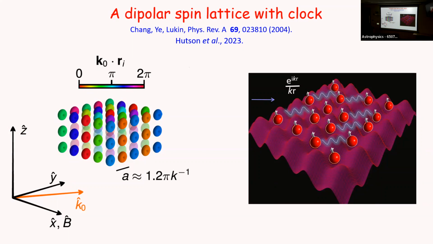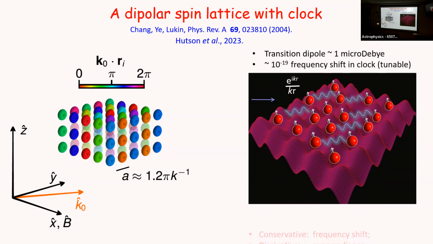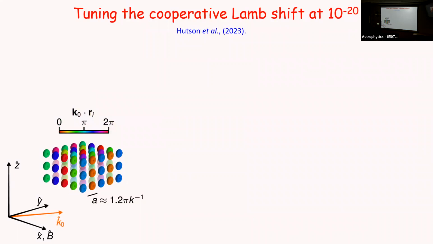So, as I mentioned, the transition strength is about a microhertz. There will be a 10 to the minus 19 frequency shift. That's why in 2004, this was so ridiculous to think about, because at the time the best clock was 10 to the minus 13 or so. But it turns out this is actually an important systematic once you get to the 10 to the minus 19 level of frequency shift. And we can measure it and we can tune it to zero.